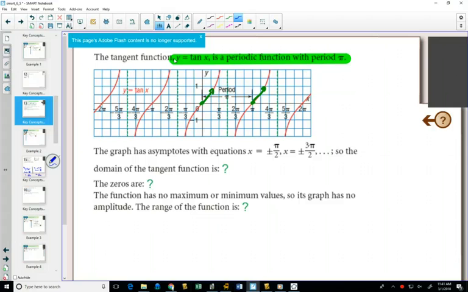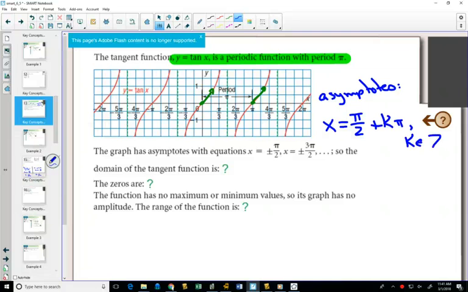Now we have asymptotes at pi over 2, 3 pi over 2, 5 pi over 2. So your equations of all of your asymptotes, you can write them either this way, or you can write your equations of all your asymptotes like this. And you might notice that all of your asymptotes are exactly the same as the zeros of cosine.